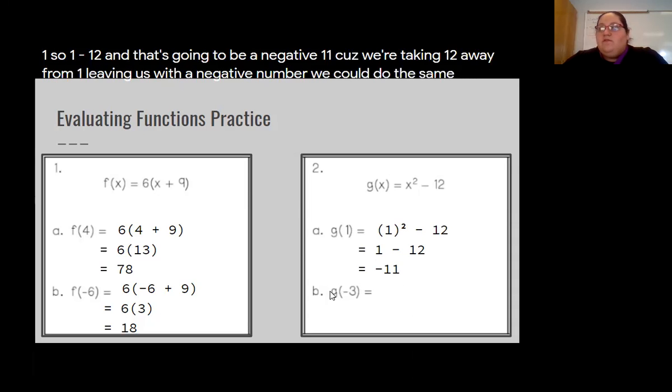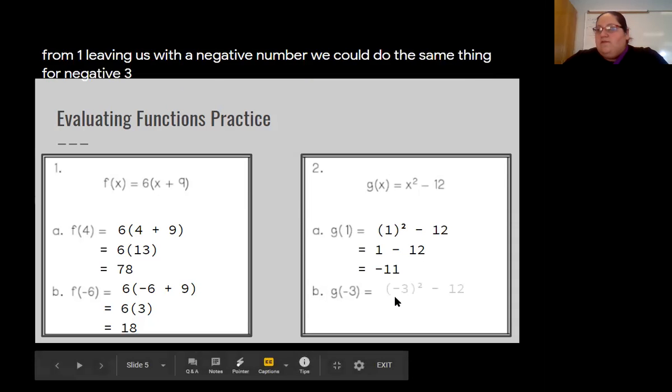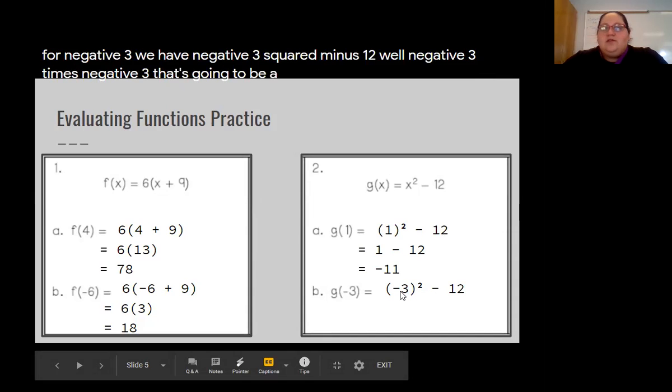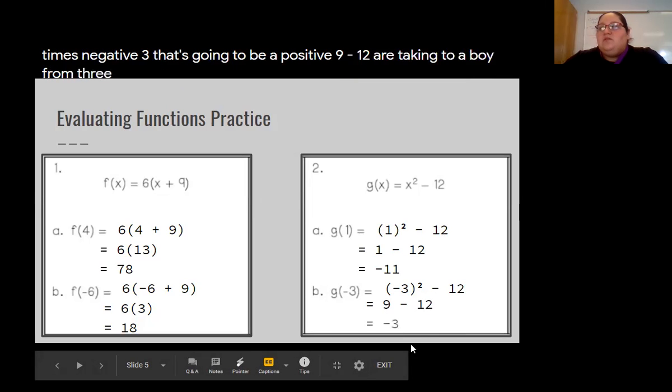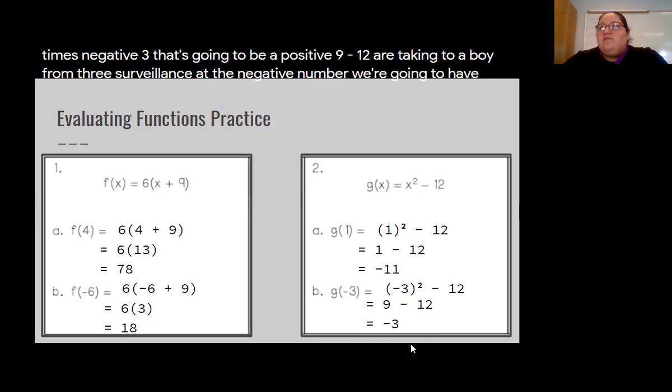We could do the same thing for -3. We have -3 squared minus 12. Well, -3 times -3, that's going to be a positive 9 minus 12. We're taking 12 away from 9, so we're left with a negative number. And we're going to have -3.